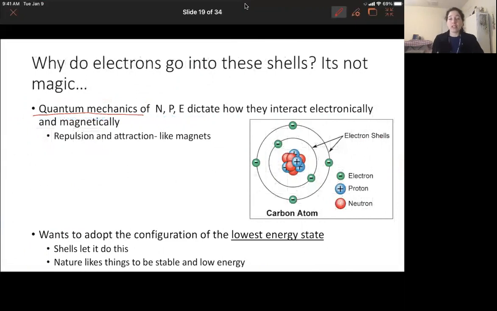And the reason essentially it does this is because atoms want to adopt the lowest energy state. So they want to adopt a configuration where that pushing and pulling is at a minimum, everything's stable and steady and neutral. And so by putting electrons in the shells, it just makes it more stable. So nature in general just likes to do things that are energetically favorable, as in stable. So just know that's why that happens.